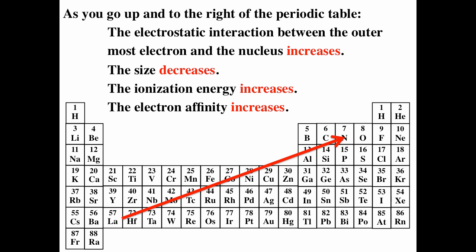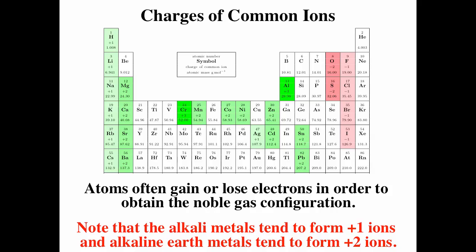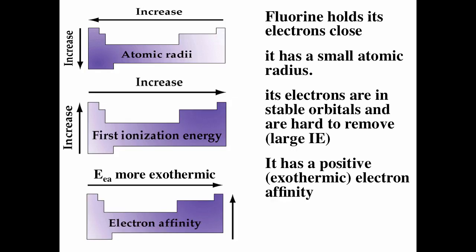And so we've seen as we go up and right on the periodic table, the electrostatic interaction between electrons and nucleus increases, the size decreases, ionization energy increases, electron affinity increases. And again, this is consistent with metals versus nonmetal elements. The nonmetals are in blue, and they tend to want to gain electrons. They have positive electron affinities. Fluorine, or the halogens in that column, tend to form -1 ions. The chalcogens often form -2 ions. And so as you go up and to the right, ionization energy increases, electron affinity increases, and the size decreases.